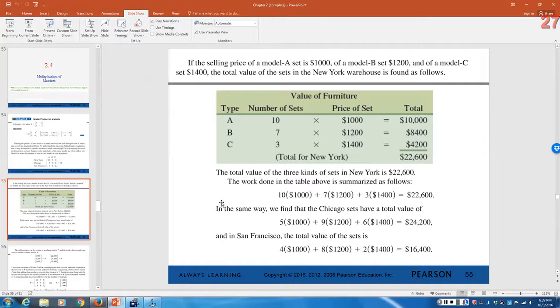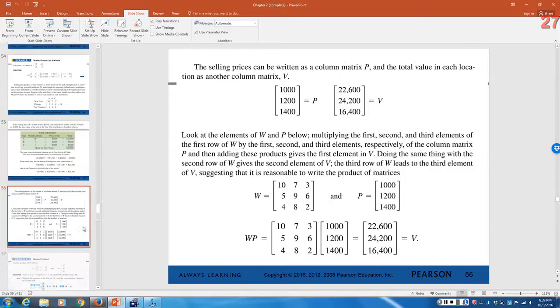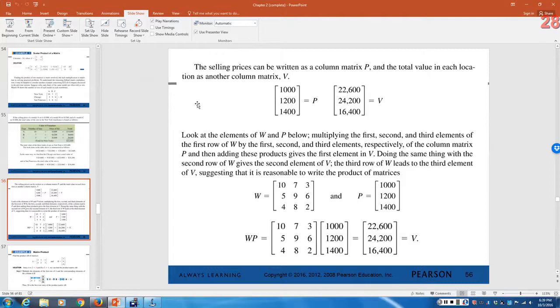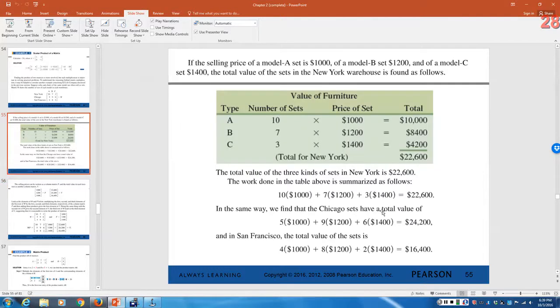And then they would have to do the same thing for the other warehouses. So we could do that more efficiently if we had a scalar model, which would be 1,000 for Model A, 1,200 for Model B, and 1,400 for Model C. So that would be doing it like this. And we could do all we did on the previous page with a pair of matrices that we find the sum of.